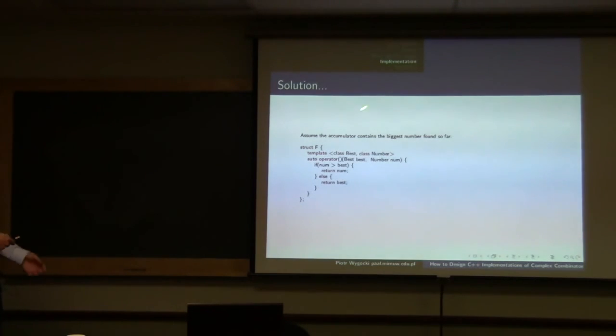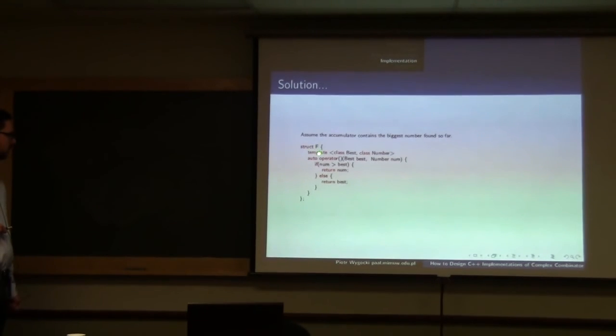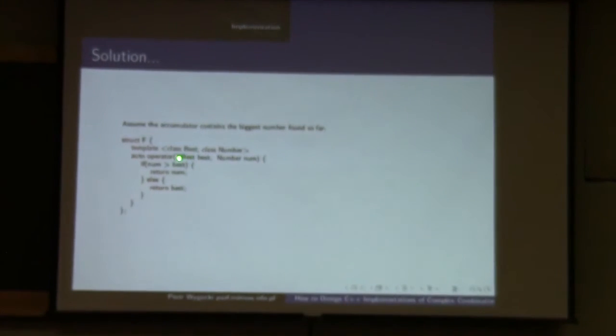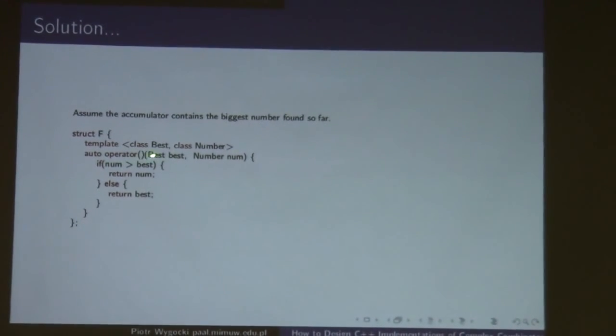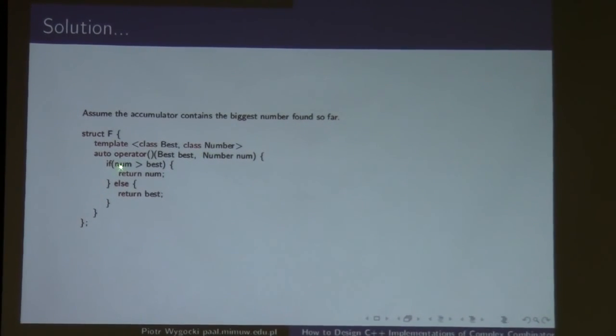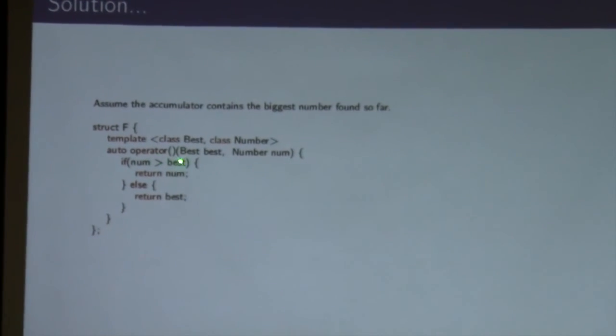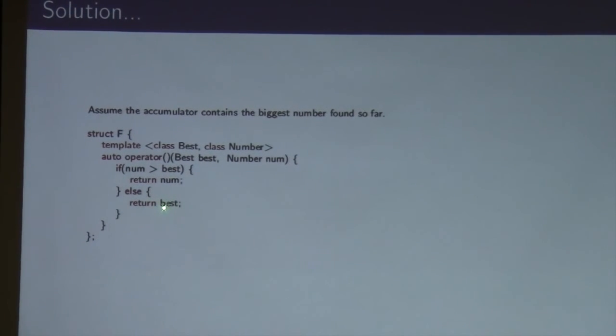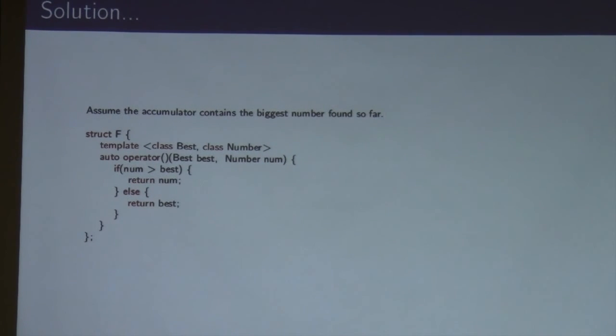So this is the implementation. We've got the functor f. It takes the accumulator, which is the best one found so far, and the next element of the sequence. If our new element is better than the previous best, we return the new element, and we return the previous best otherwise. It's very easy, isn't it? But actually this code is wrong. It's not going to compile in some cases.